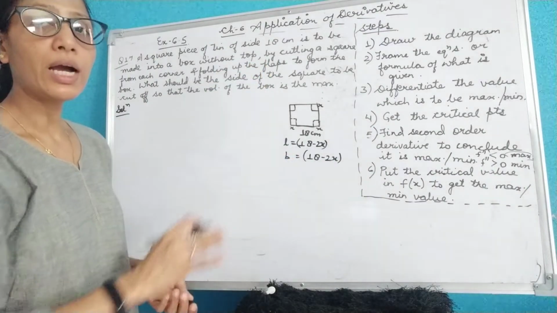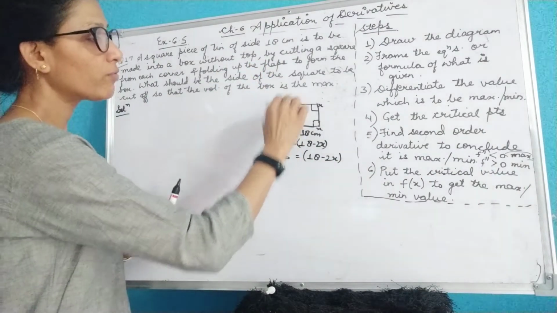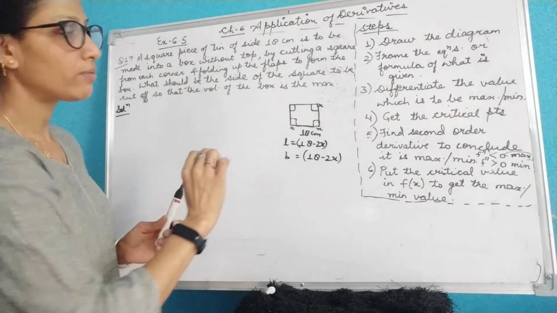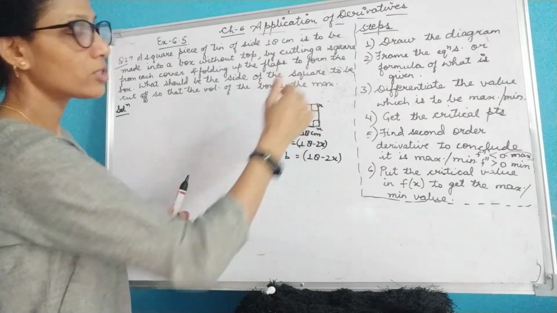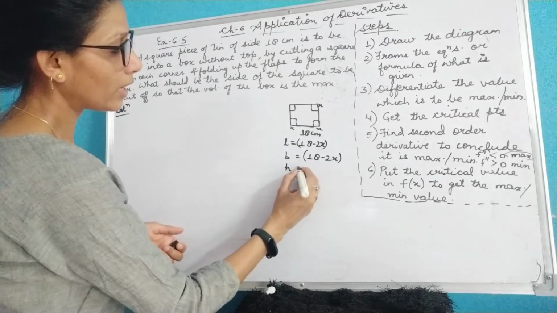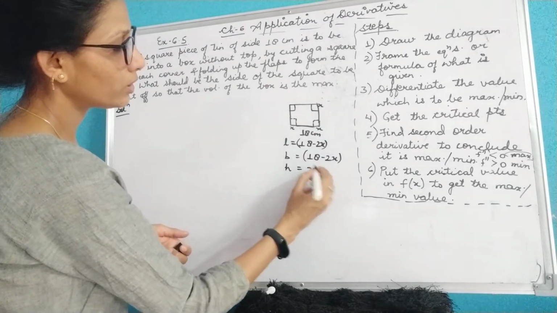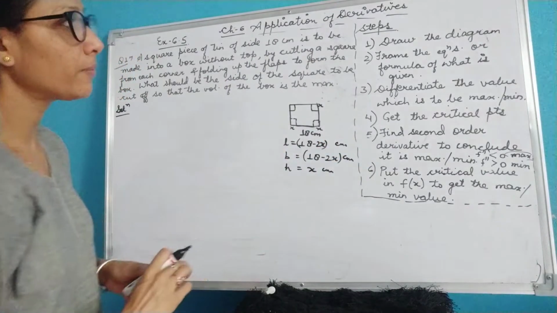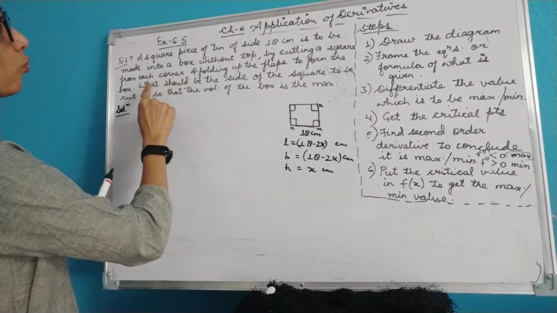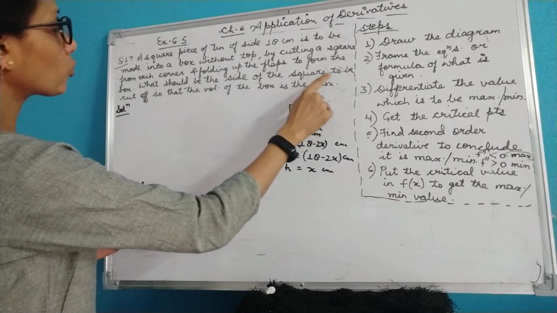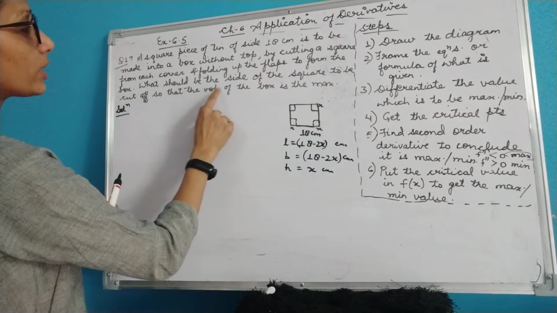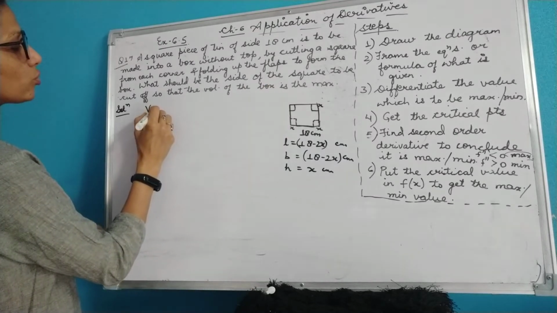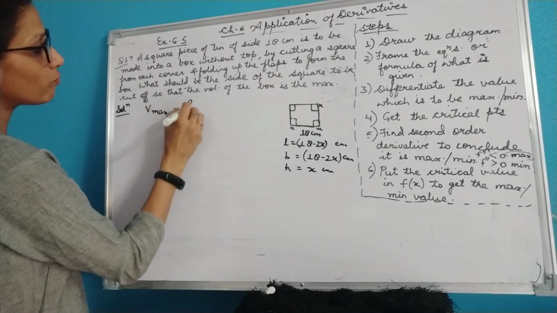Now what will be the height of the cuboid? You are folding the x corner. That means this is the square which you are folding, and this is of height x. So the height of your cuboid is x centimeter. Fine. Now what should be the side of the square to be cut off so that the volume of the box is maximum? I need to maximize the volume.